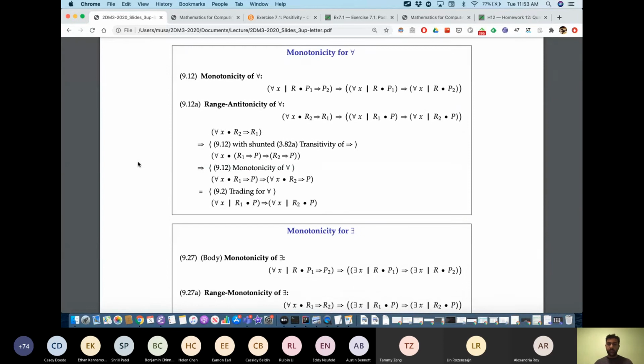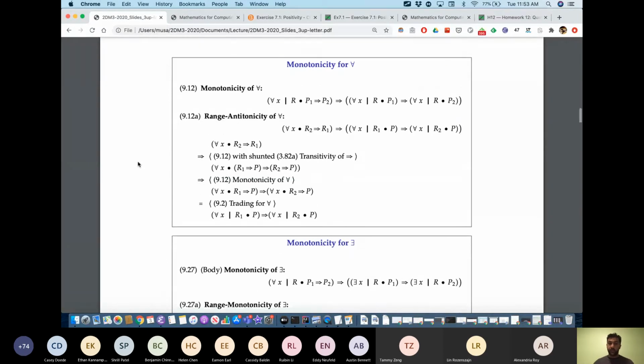So here's another proof of the fact that the range is antitonic. So let's make use of it. Monotonicity just says in the body, if I know every P1 gives me a P2, and I proved the result is true for all the P1s that satisfy R, well, I know every P1 is less than or equal to P2, and so I know it's true for all the X's that satisfy R as well.